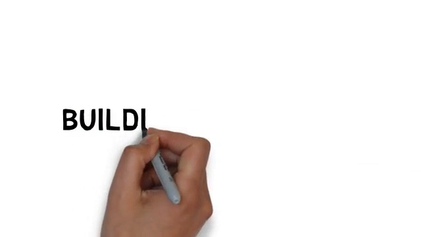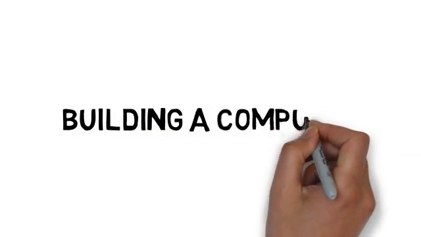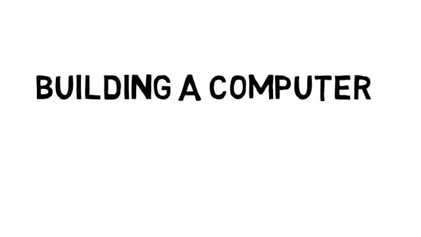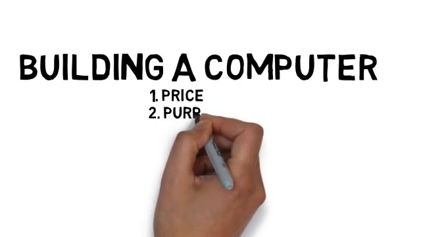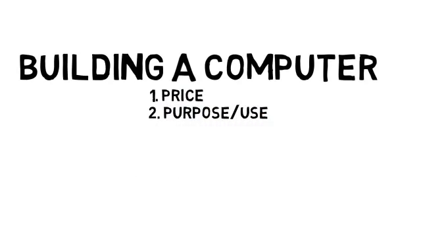When building a computer for a client or for someone else, there are a couple key pieces of information to keep in mind. Your build is going to be affected by two main things. One, price, and two, purpose, or what it needs to be used for.